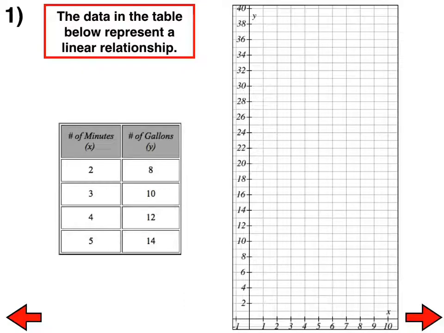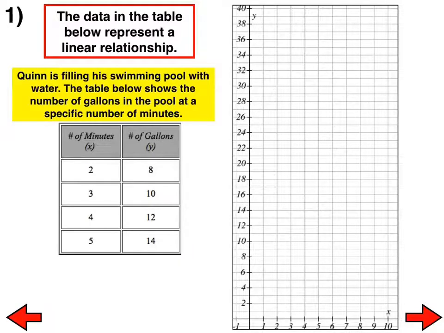So in number 1, we have this table that represents the number of minutes and the number of gallons. And to be a little more specific with more context, Quinn is filling a swimming pool with water. The table below shows the number of gallons in the pool at a specific number of minutes. So let's have all of you plot those 4 pieces of information. The x-axis represents the number of minutes. The y-axis represents the number of gallons. We know that from the table.